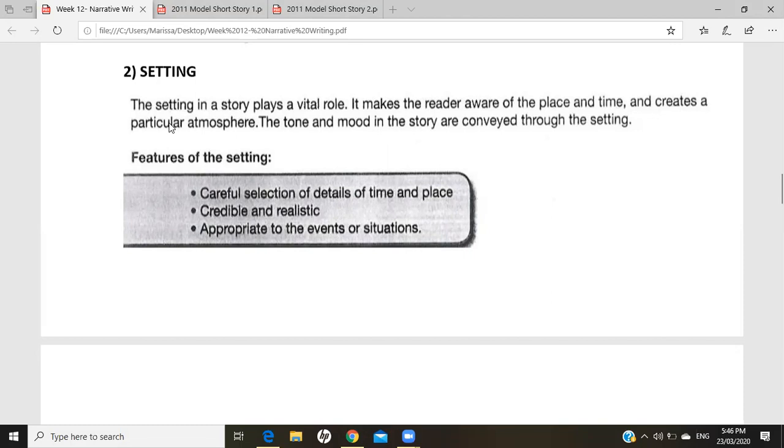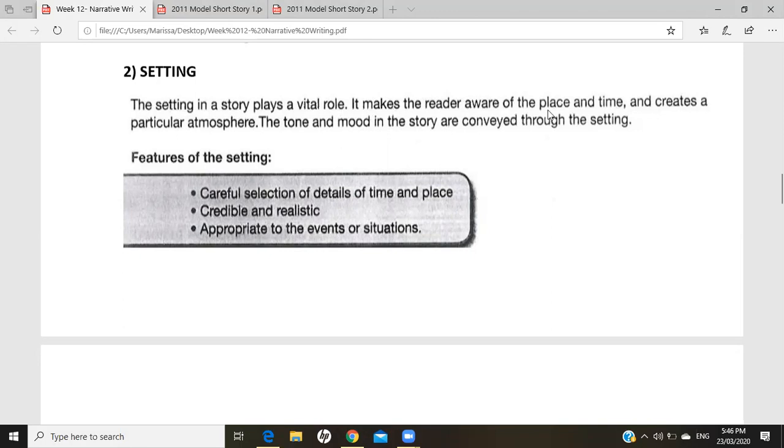So setting in a story plays a vital role. It's very important because remember, in your writing, the reader is not there with you. You're not sitting there next to the examiner explaining what you mean. So it must be written in a way where you describe precisely what you mean for full effect, so that the audience could really understand and be there with you and imagine what you are writing.